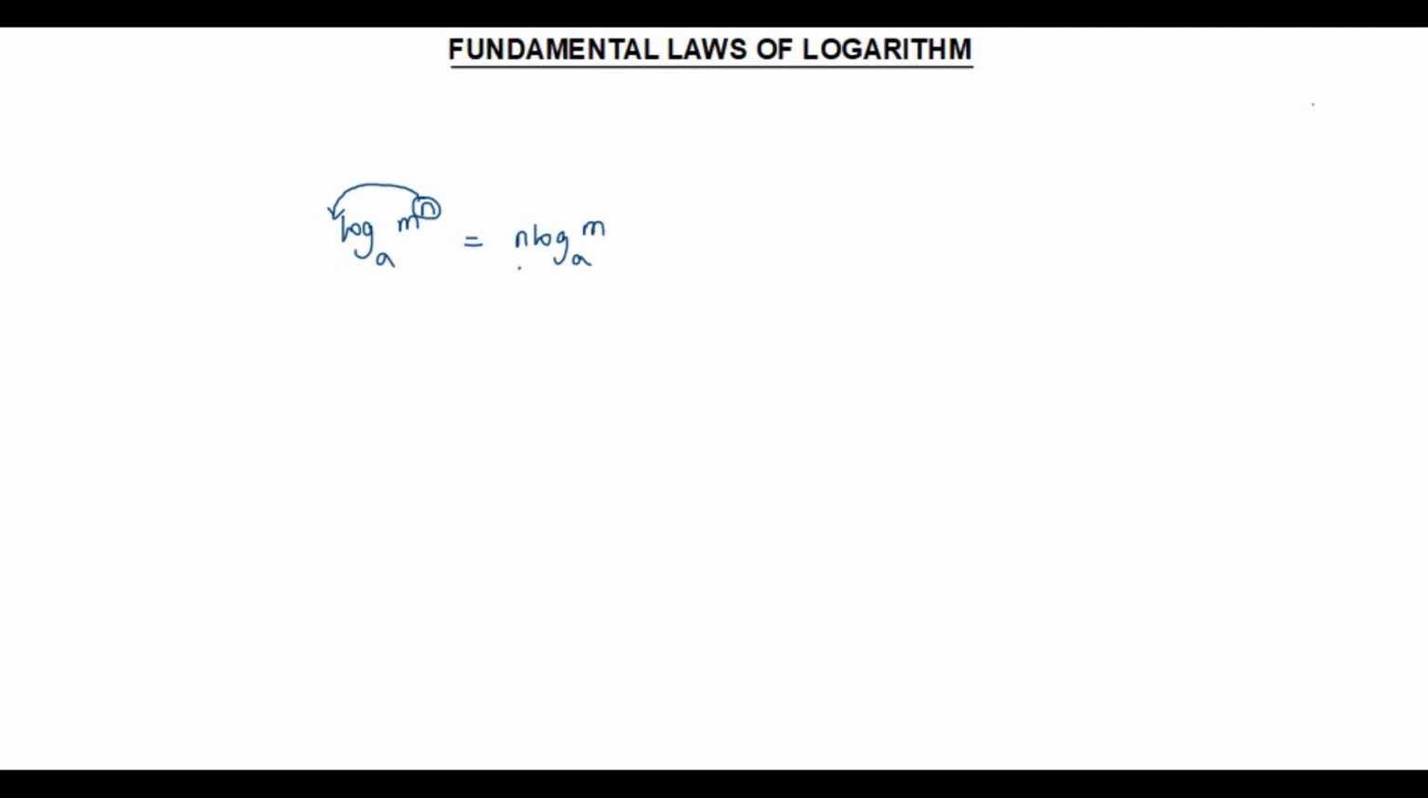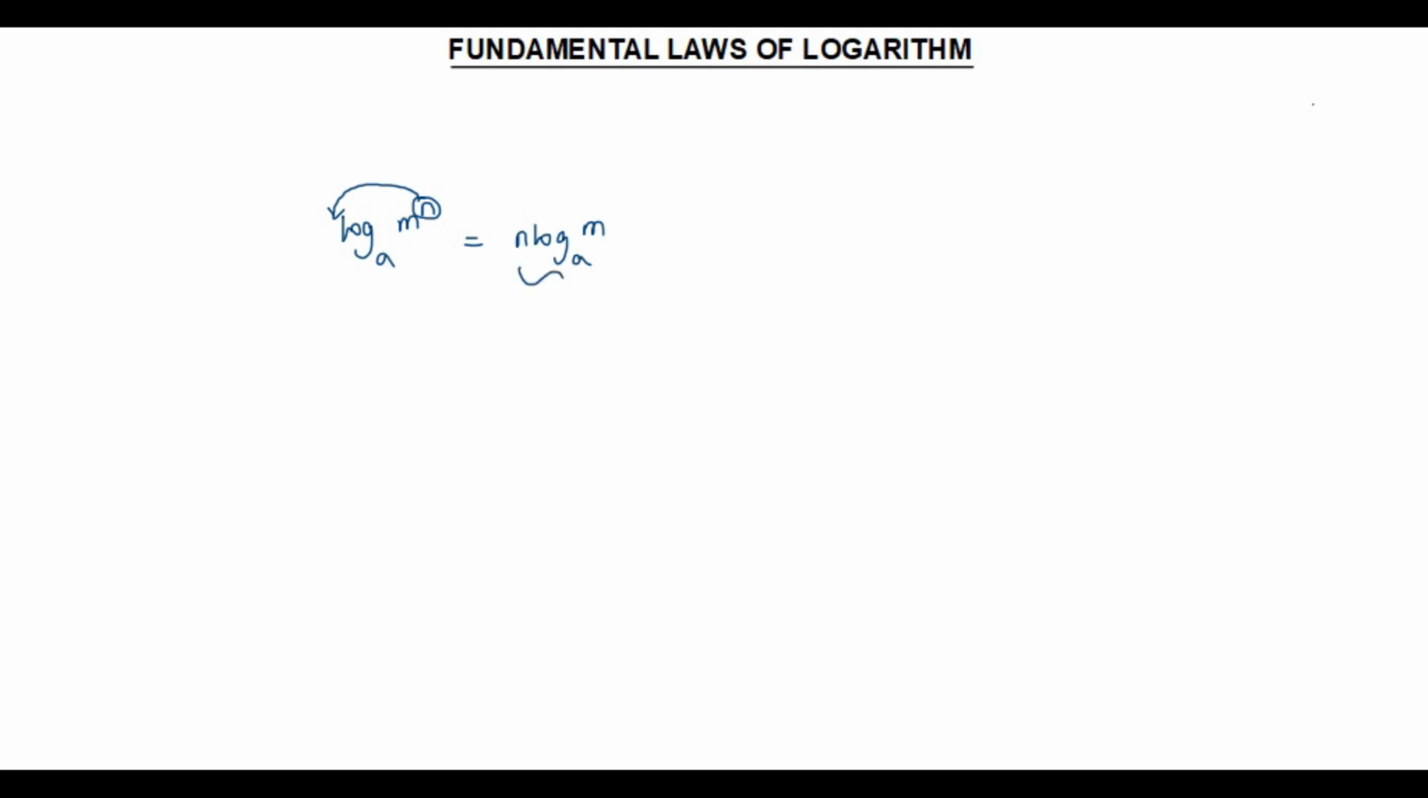So this is the third fundamental law of logarithm, and this third fundamental law of logarithm also has to be remembered in both the ways. That is, if there is a term m to the power of n in the argument of the logarithm, we can take the exponent n in front of logarithm and multiply it by the logarithm.